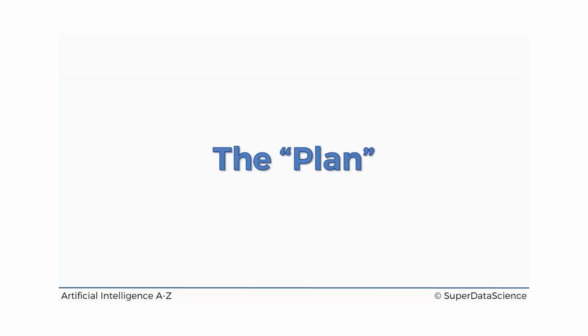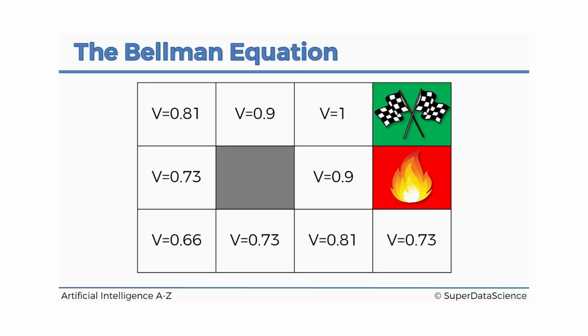Hello and welcome back to the course on artificial intelligence. So we've talked about the Bellman equation and we've analyzed our little maze. Let's have a look at the plan. What is the plan? Well, here is our maze analysis, and we can see the values of each state. We can see what the value of being in every single state is, and therefore the agent can navigate this maze.